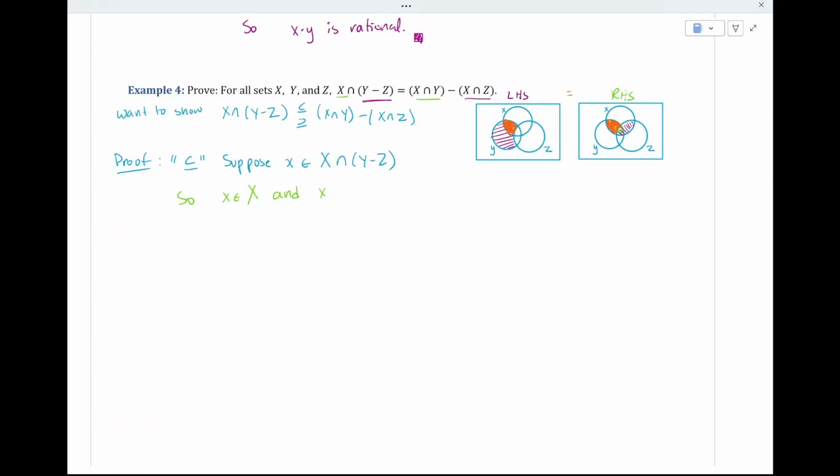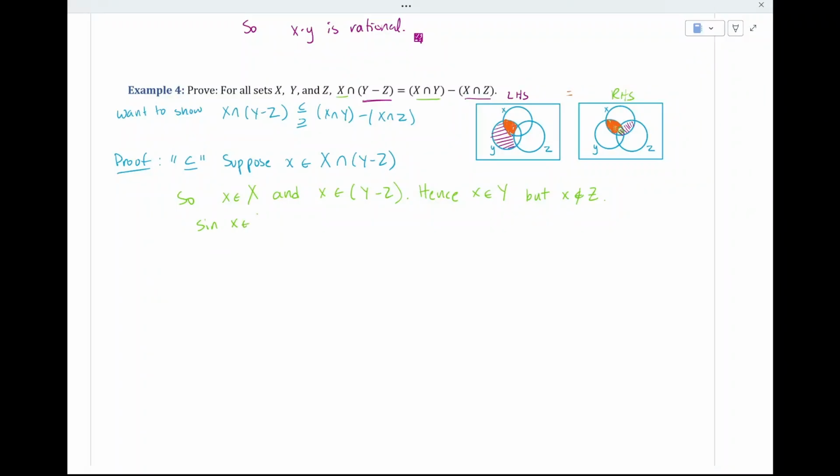To be a member of X intersect (Y minus Z), it has to be in each of these. It has to be in X and it has to be in Y minus Z. So small x is an element of the set X, and small x is an element of Y minus Z. To be an element of Y minus Z, that means it has to be in Y, but not in Z. If it was in Z, then it would be taken out in the minus part of it. Hence, small x is an element of Y, but small x is not an element of Z.